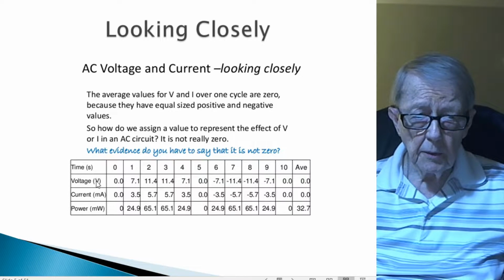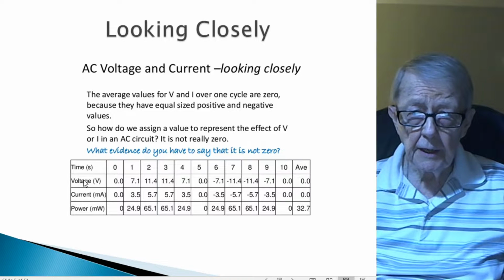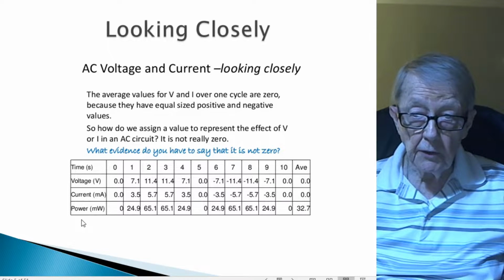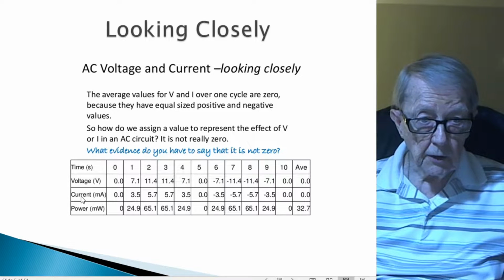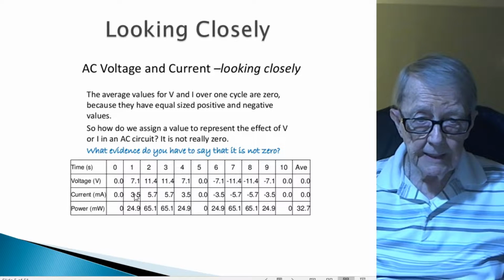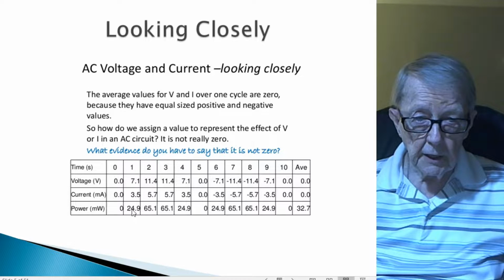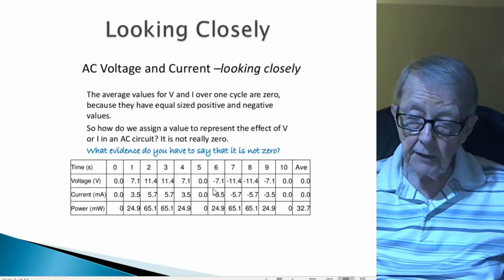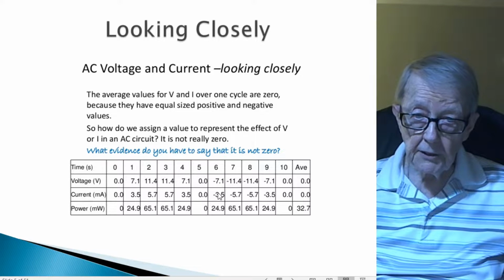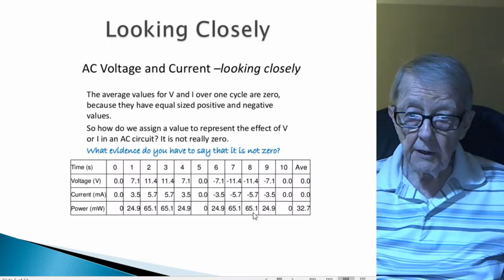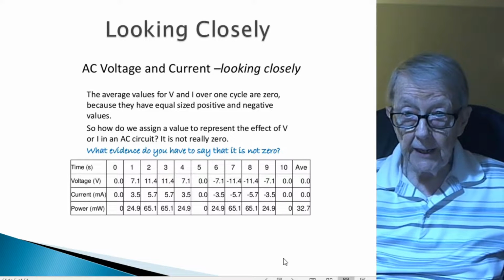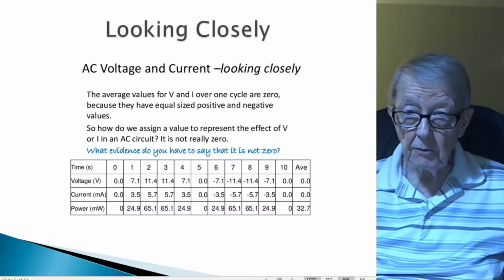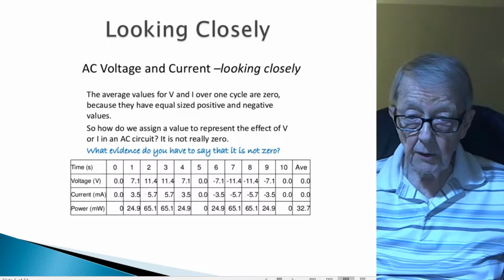So I say, well, let's do it a little bit differently. Let's not use voltage alone, current alone. Let's go to power. And you multiply voltage times current, you get power. In this case, volts times milliamps gives you milliwatts. And when you multiply these two together, you get these numbers. But when you multiply these two together, a minus times a minus gives you a plus. Now I get a value. So now I have a way to get an average value of an AC current, which is not zero.